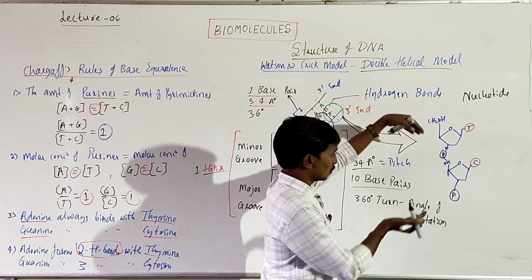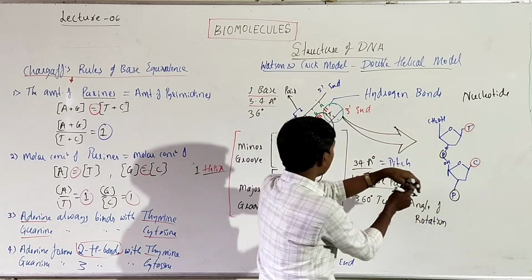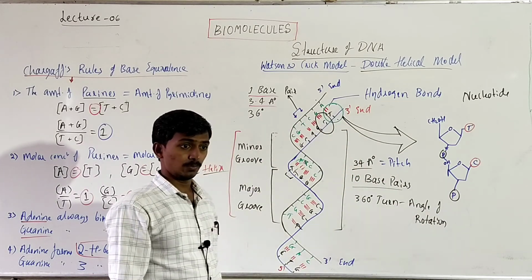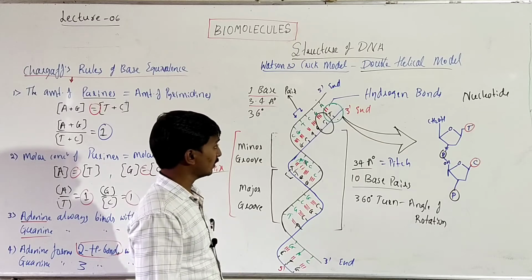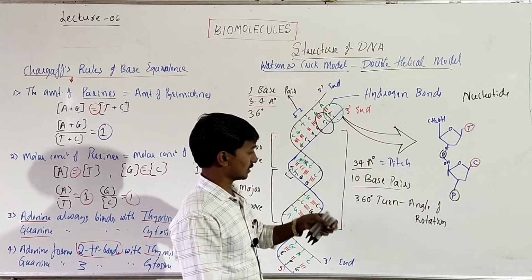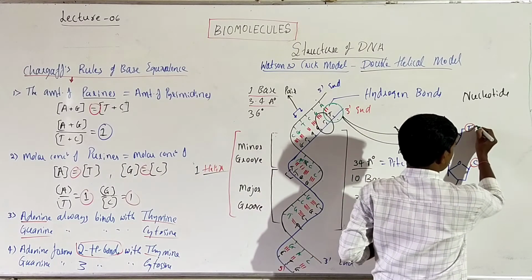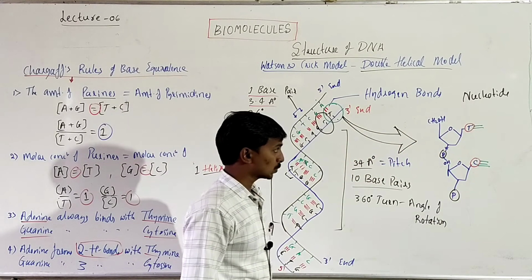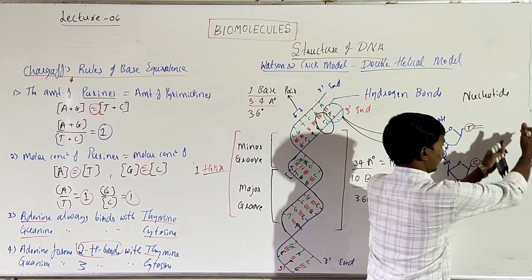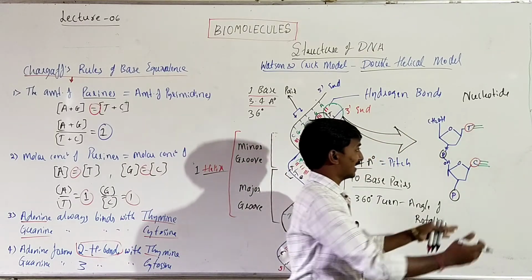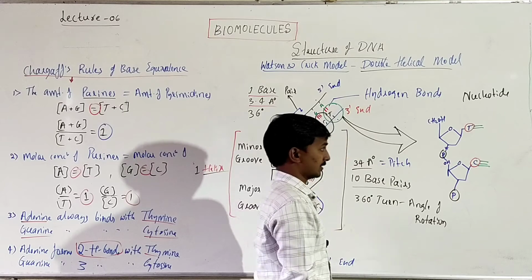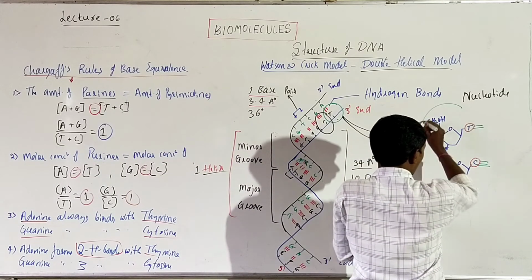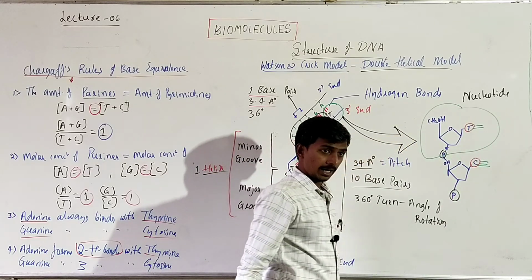So one nucleotide, another nucleotide. Like that, the chain will continue. Then you may ask another question, where will these hydrogen bonds? Here hydrogen bonds, 2 hydrogen bonds and 3 hydrogen bonds. So other strand will be attached here. Adu illi attach agutte. Okay, so this is a brief idea about one nucleotide.